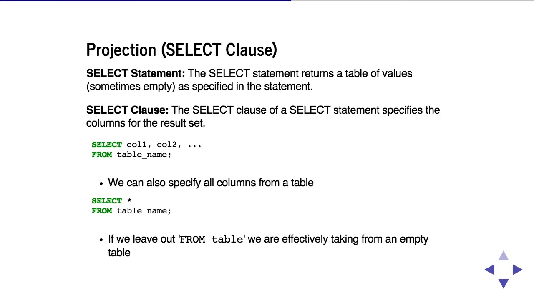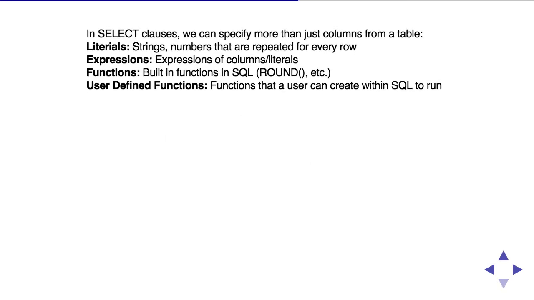If we leave out the from, SQL still makes a fake dummy table where there's nothing to do. So if we leave out the table, we're effectively making an empty table, or returning some kind of calculation. In the select clause, we can specify more than just columns: literals, expressions, functions. You also have user-defined functions. Postgres SQL is the best one for that.